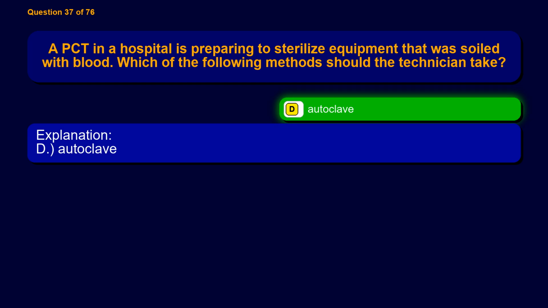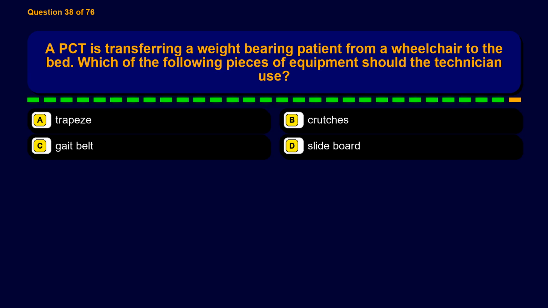D, autoclave. Question 38. A PCT is transferring a weight-bearing patient from a wheelchair to the bed. Which of the following pieces of equipment should the technician use? Option A, trapeze. Option B, crutches. Option C, gait belt. Option D, slide board.